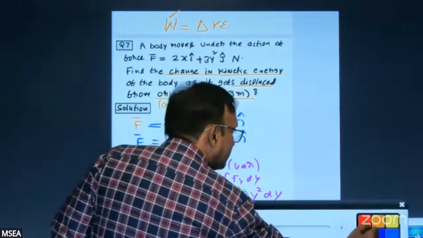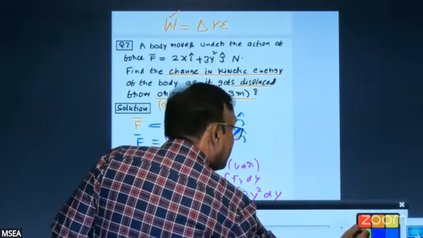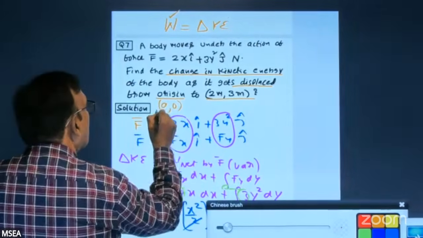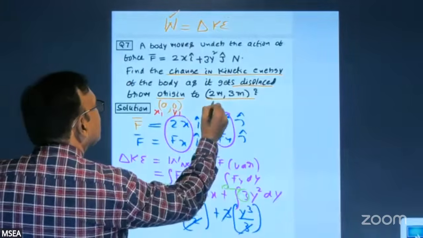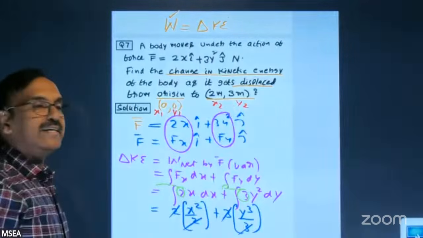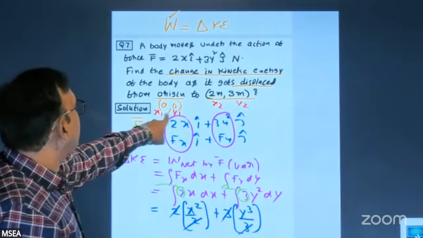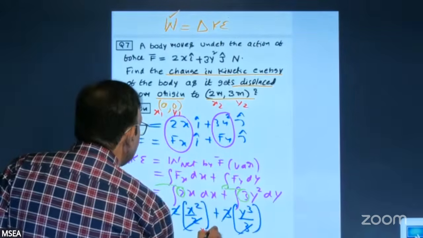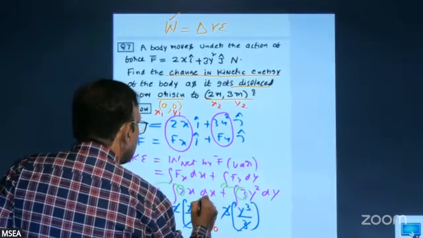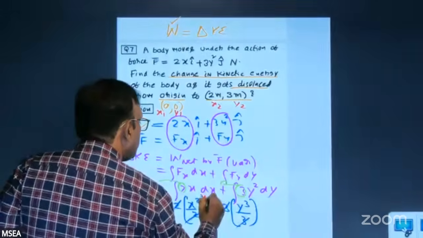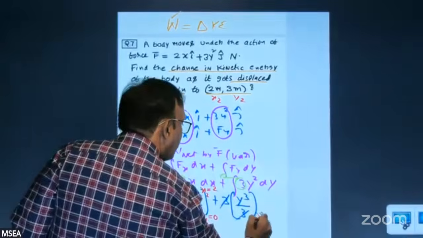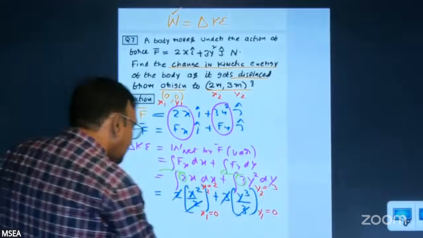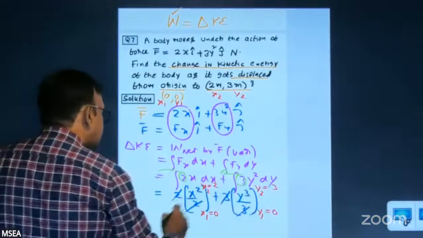Everyone knows that after doing integration, you have to put in the limits. So what are the limits we have there? This is the origin, this is x1, y1, this is x2, y2. The body is getting displaced from the origin to this point. For x, the lower limit x1 is 0 and the upper limit x2 is 2. For y, the lower limit y1 is 0 and the upper limit is 3.